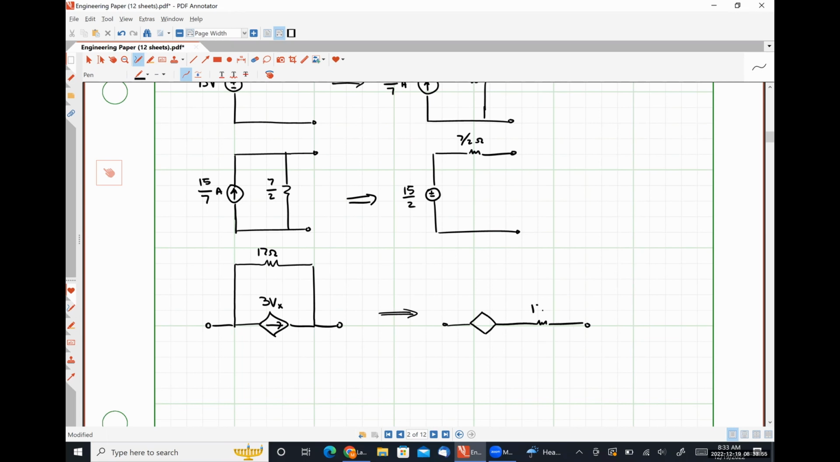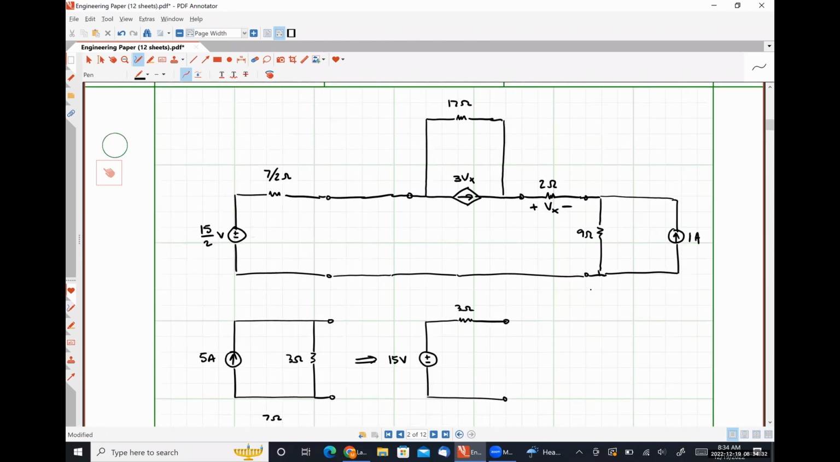17 ohm resistor. So I'm going to put my positive polarity where the head of the arrow is, my negative polarity where the tail of the arrow is. So what's my voltage source going to provide here? What's 3Vx times 17? 51 Vx. Nothing fancy, just simple multiplication. The voltage is going to be equal to the current times the resistance, whatever those things are, okay?